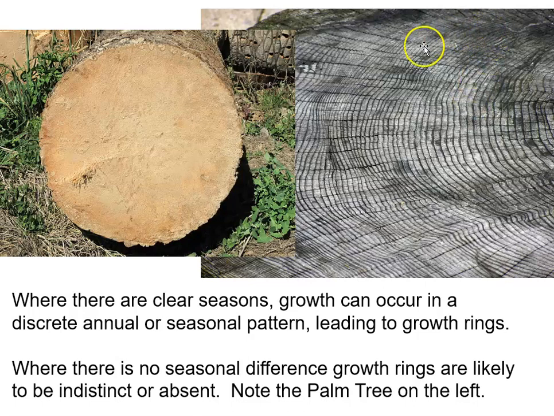Another look at the annual rings, or the growth rings. Kind of interestingly, where there are clear seasons, here in Philadelphia, for instance, growth can occur in discrete annual or seasonal patterns, leaving growth rings. That's what we see here. But if you go down towards the equator, where there are no clear seasons, not the clear seasons that we have here, then you'll find trees, palm trees for instance, without any growth rings, because it's, I guess, one long growing season for the life of the tree. Doesn't change the way it does in colder climates.